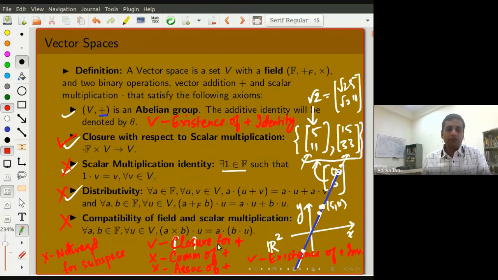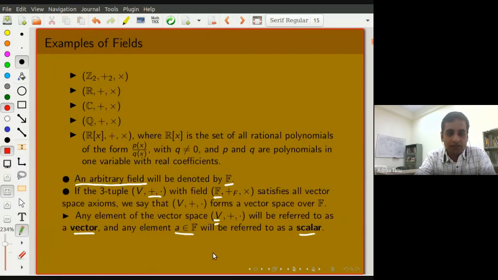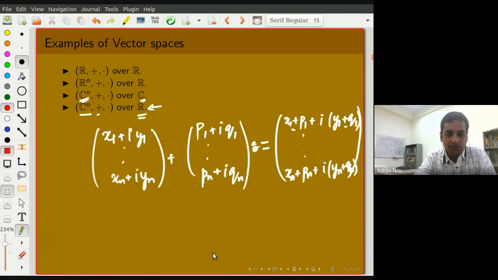Okay, so you can see that more than half of these vector space axioms, we need not even worry about. We'll soon summarize what is required for a subset to be a subspace. And I think I have one more example of a subspace.